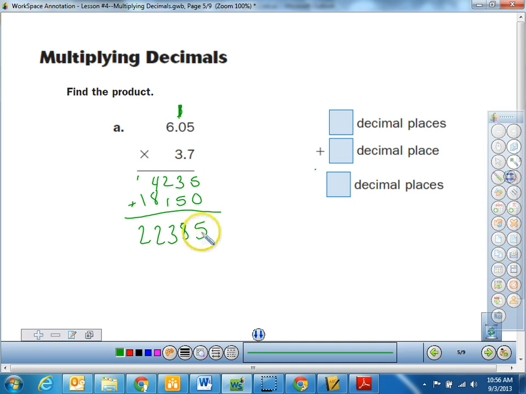How do I figure out where to put my decimal again? That's right. I need to add them up. So how many numbers do I have to the right of the decimal in my first number? I have 6.05. So I have 2 numbers to the right of my decimal. I have a 0 and a 5. In this second one, how many numbers do I have to the right of my decimal there? I hope you said 1. We just have the 7 to the right. So I have 2 plus 1 equals 3 total numbers to the right of my decimal. That means my answer needs to have 1, 2, 3 to the right as well. So 22.385, or 22 and 385 thousandths.